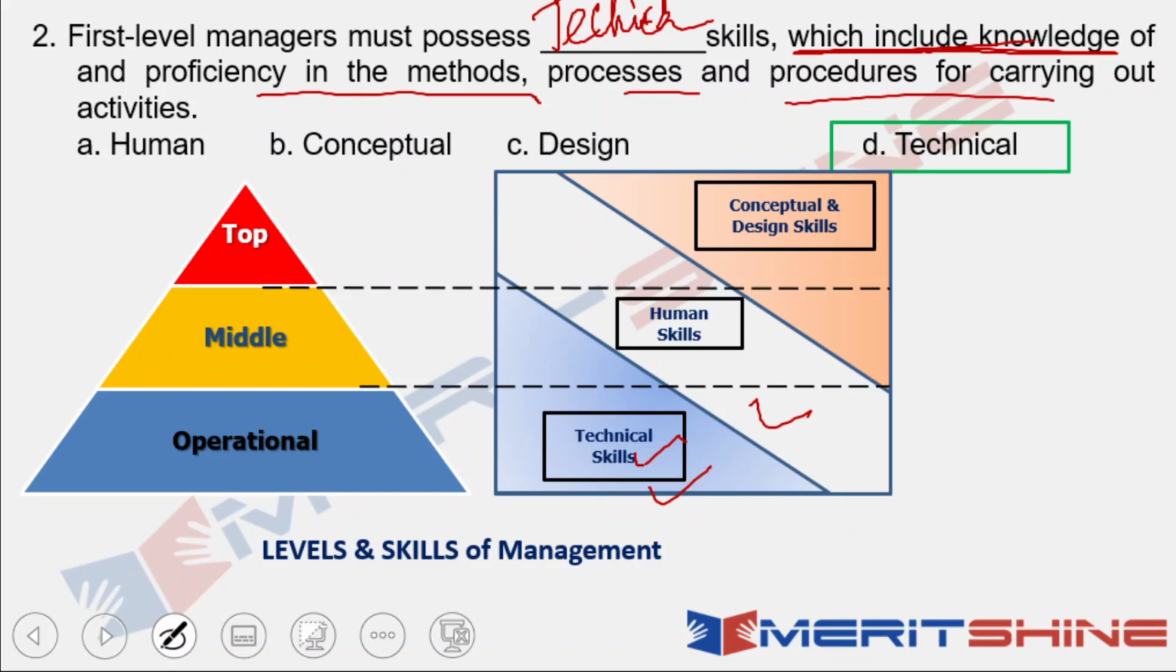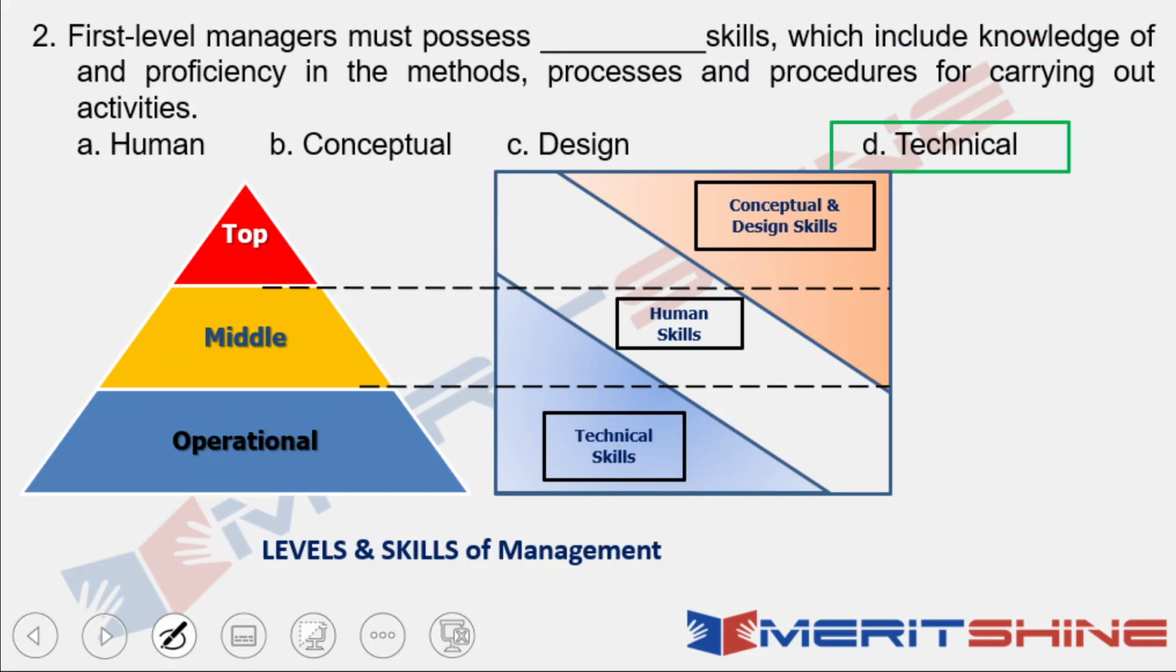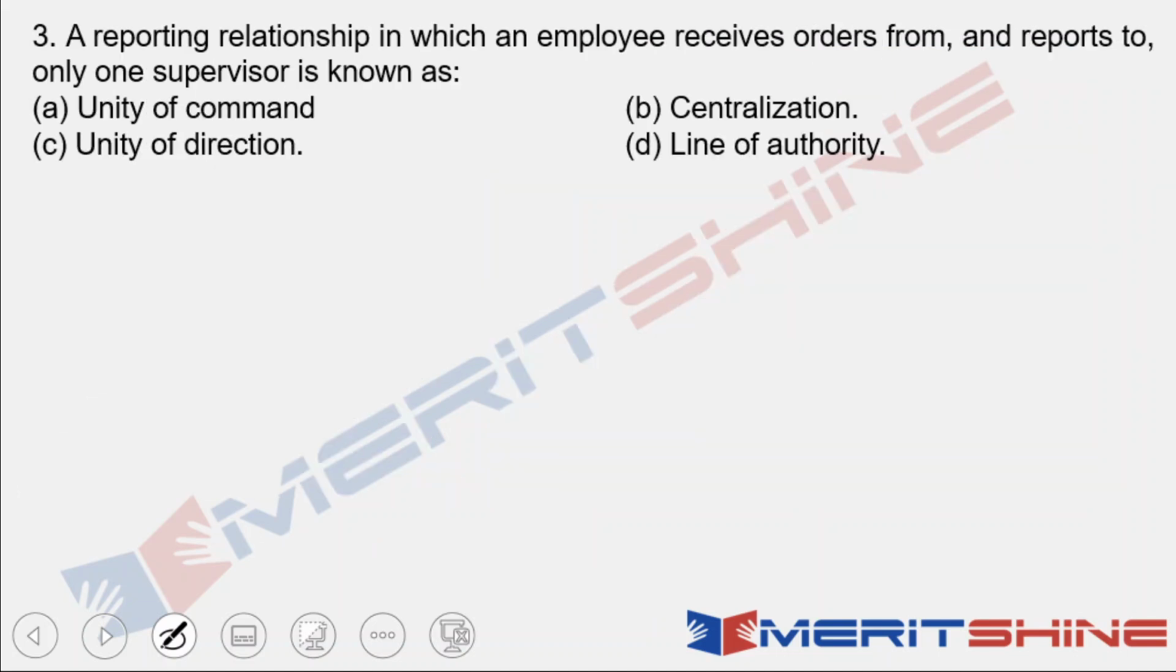Clear, my friends? I hope that from now onwards you will not have doubt in levels and skills of management. Now, let's move on to the next question. A reporting relationship in which an employee receives orders from and reports to only one supervisor is known as what? That's known as unity of command.